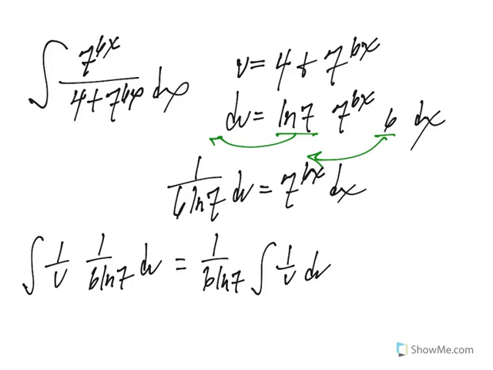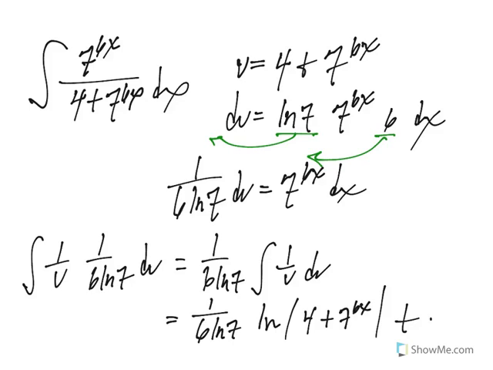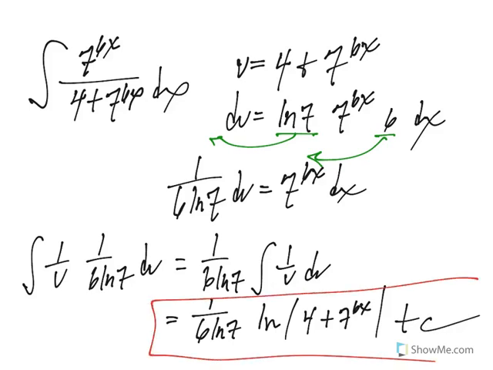And again, we have a formula for 1 over u du. This turns out to be 1 over 6 ln 7. That's the constant out front. 1 over u is the natural log of the absolute value of u, which is 4 plus 7 to the 6x, plus c. And that then is my final answer.